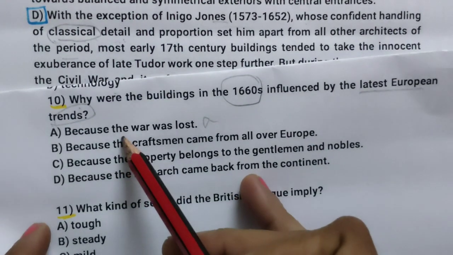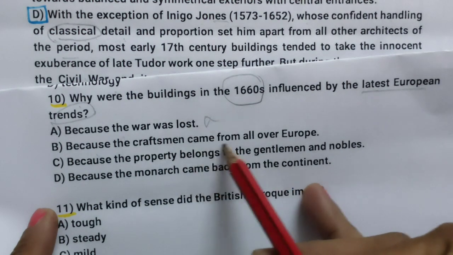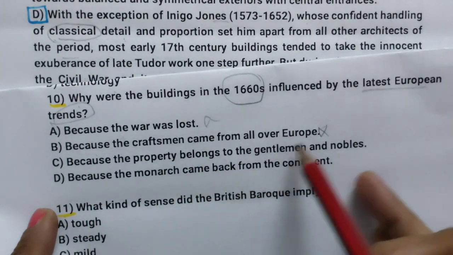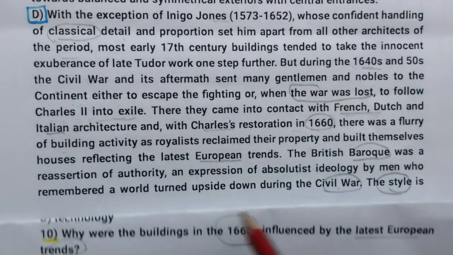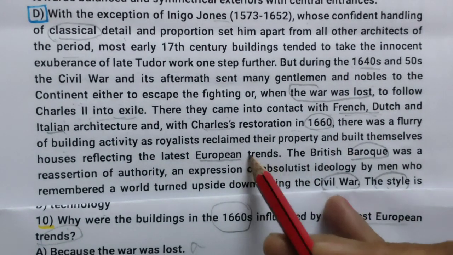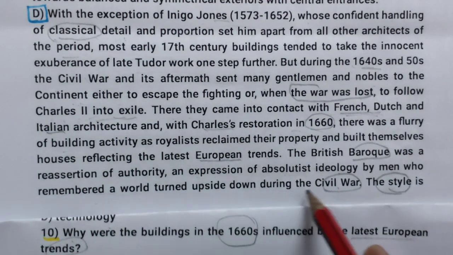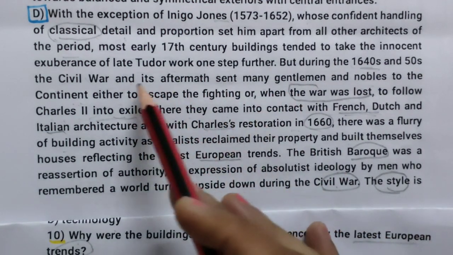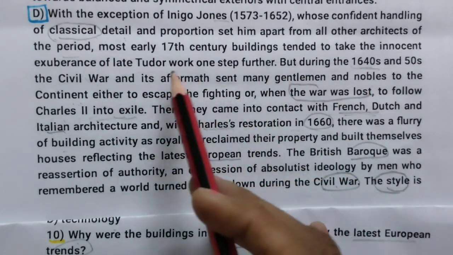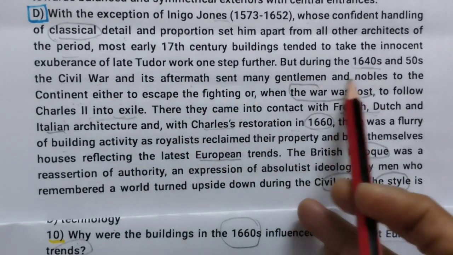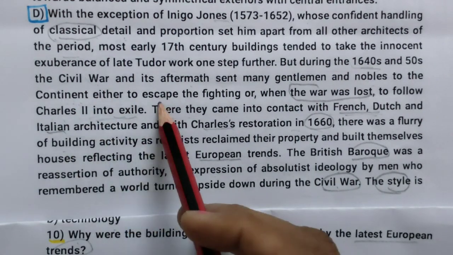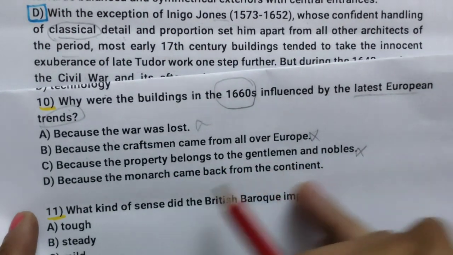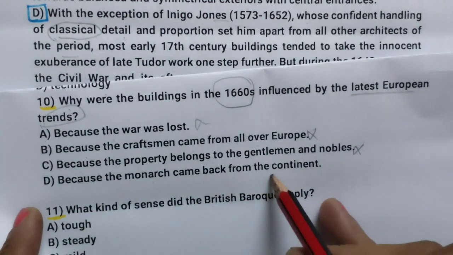Okay, the war was lost because the craftsmen came from all over Europe. This is also not given, because the property belongs to the gentlemen and nobles. Gentlemen and nobles is given here somewhere. Now I have just: the civil war and its aftermath sent many gentlemen and nobles to the continent, either to escape the fighting. So nothing is relating to property belongs to, because the monarch came back from the continent.